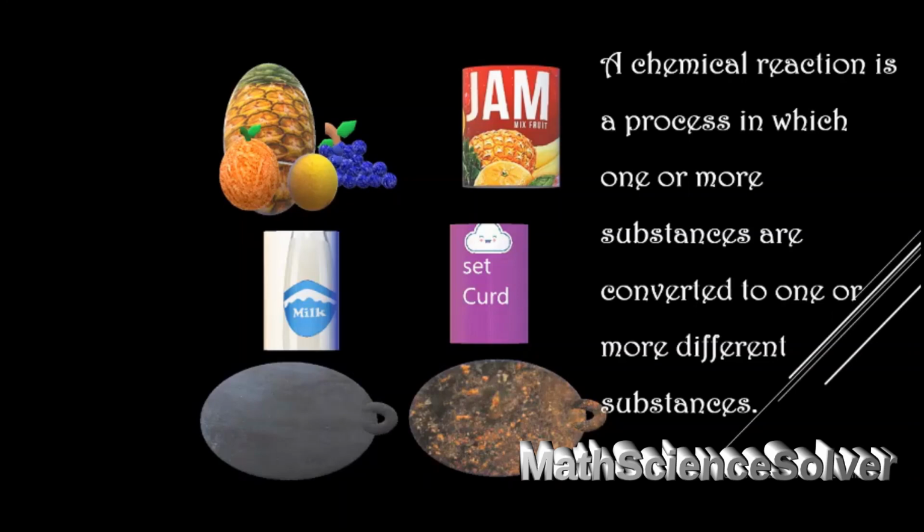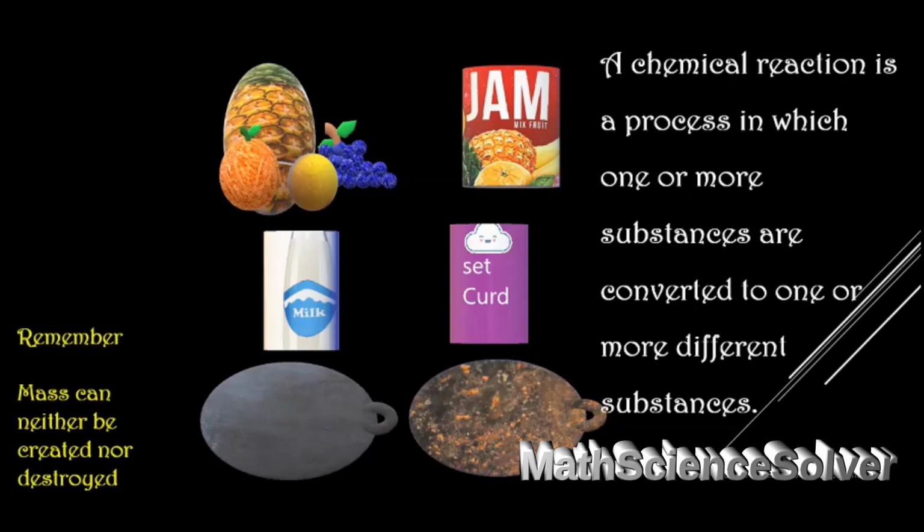Bonds are broken and new bonds are formed, and with this you can find the changes you saw now, when fruit converted into jam or milk into curd. All these changes are observed by reorganization of atoms. So one point to remember is mass can neither be created nor destroyed. This applies to chemical reactions also.